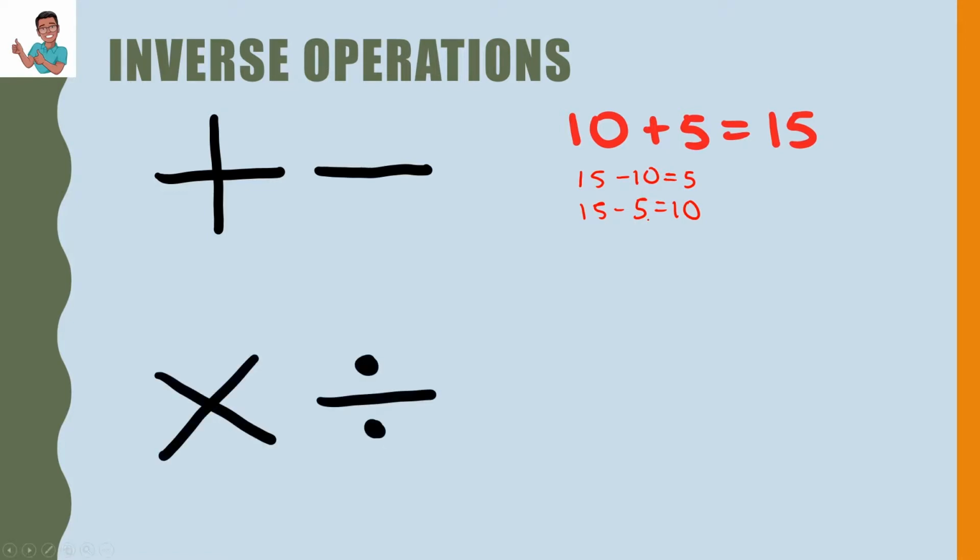Multiplication and division are also inverse operations. So here I have 4 times 6, which gives 24. Now using the inverse operation, we can work out this, which is 4, and this, which is 6. We are working out the answers to these questions by using the numbers already given to us.